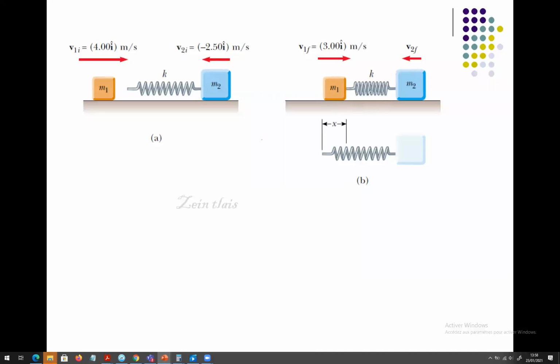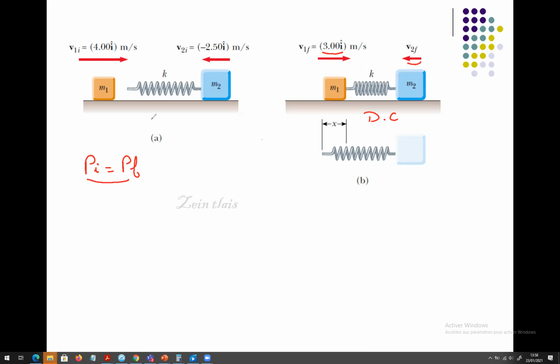Here, in this case, during collision, when V1 has this value, I have to calculate V2. Okay, now how can we solve this problem? In general, P initial equals P final for any configuration. Before, during, or after the collision, you can use this relation. I think it's the better solution to find this situation.